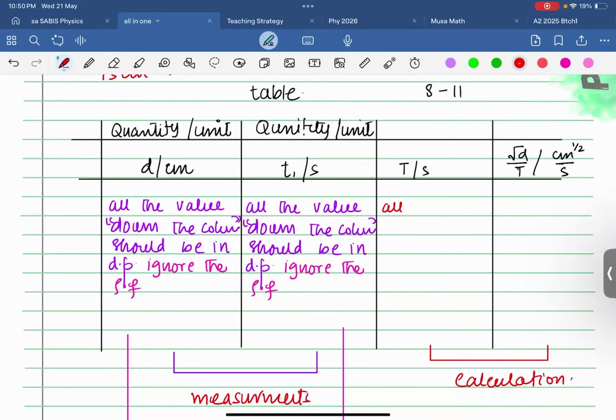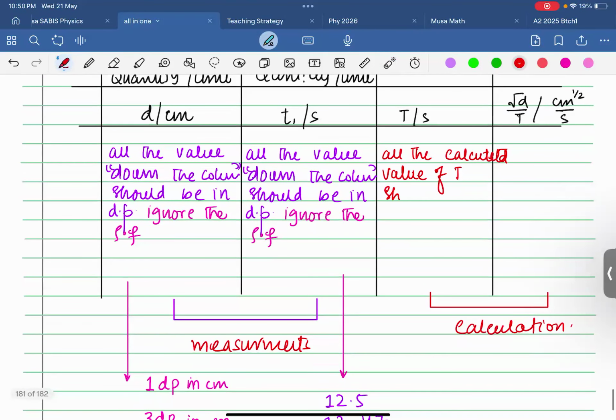So all the calculated values, value of T, should be in the same SF, meaning the significant figure, and ignore the DP. Right? Is that clear?